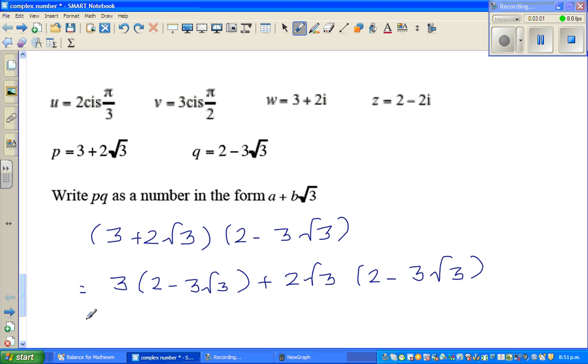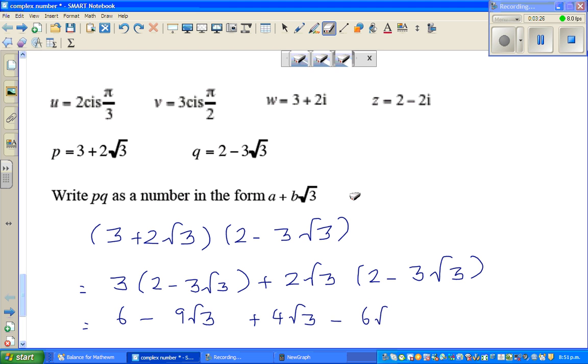So what I've done is I've distributed 3, I've expanded 3 with this whole bracket, then plus 2 root 3 with this whole bracket. So now opening the bracket, 3 times 2 is 6, minus 3 times 3 is 9 root 3, plus this is 4 root 3, minus, this is 2 times 3 is 6, 6 root, okay, so what happens is, I didn't want to do that, this is a bit difficult to explain, so let me go over this again.